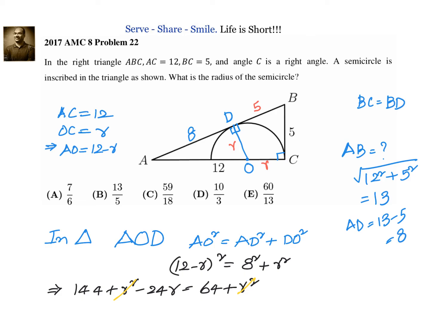Then left out is we have 24R equals 80, or R equals 80 by 24. We can simplify that and write it as 10 by 3. So our option is D, which gives us 10 by 3.